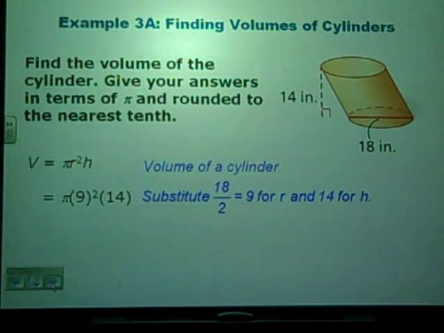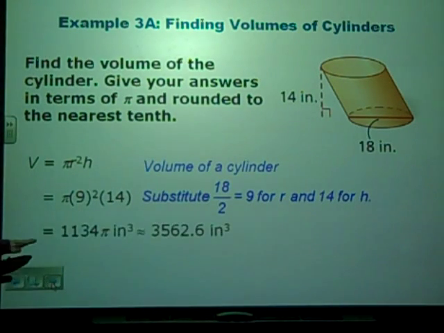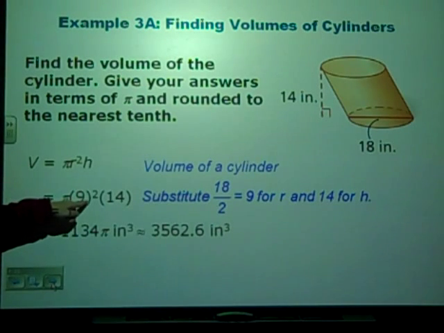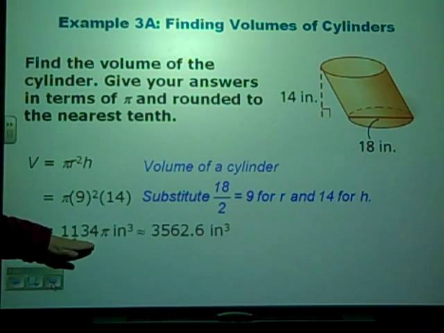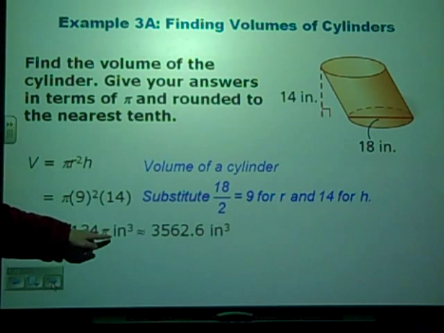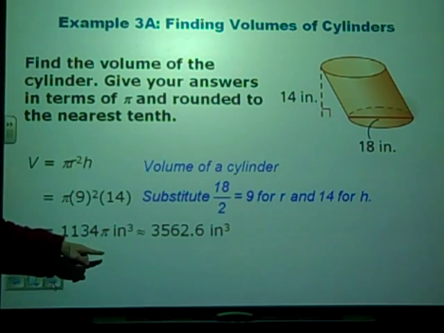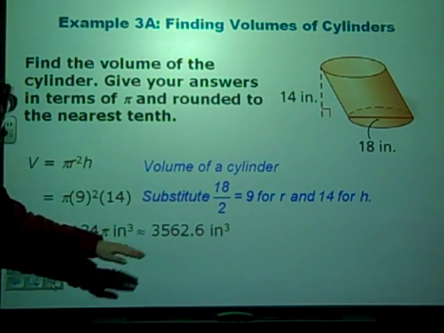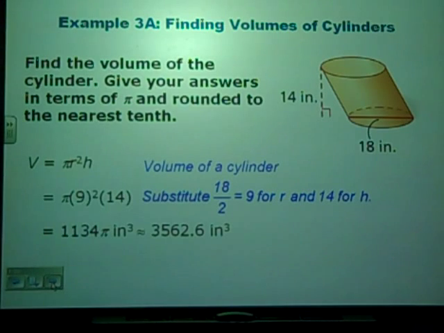Remember, height's always perpendicular to the base. Even though that's an oblique cylinder, use the perpendicular height. And when you work it out, 9 squared is 81 times 14, 1,134, and you put the pi along. Cubic inches, never forget your units. Or if you multiply 1,134 times pi, you have 3,562.6 cubic inches.